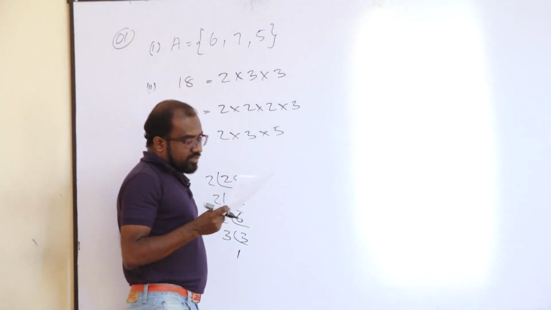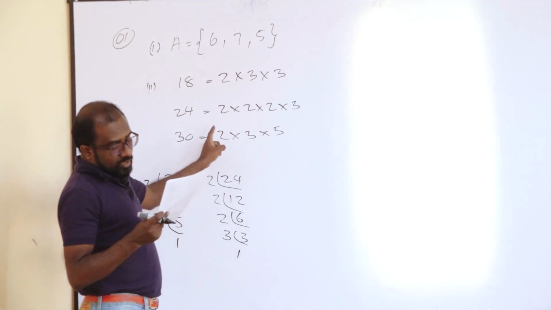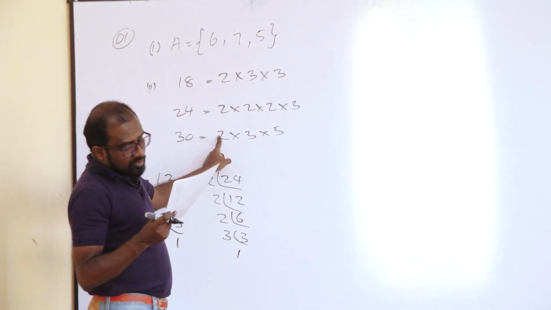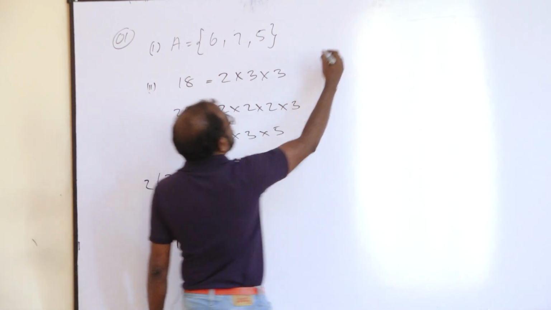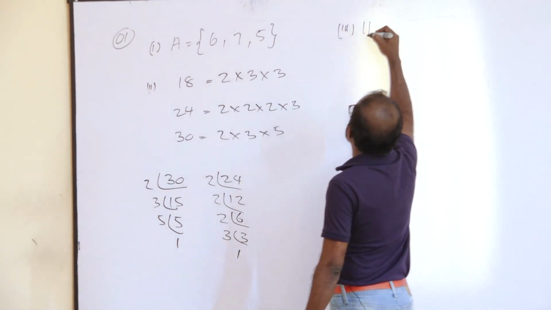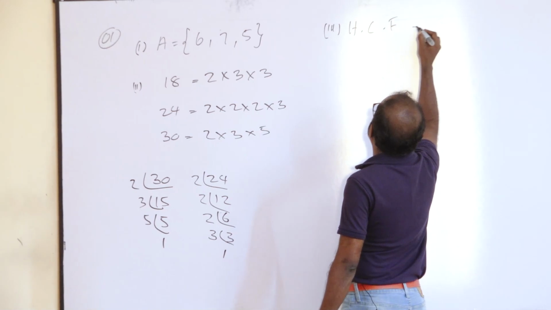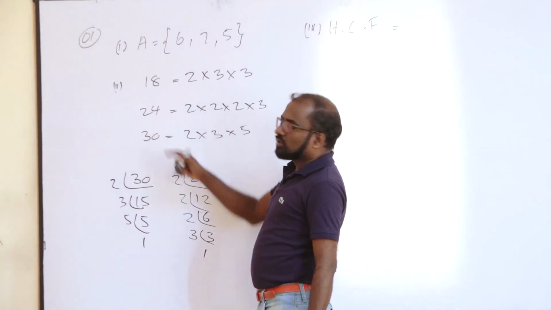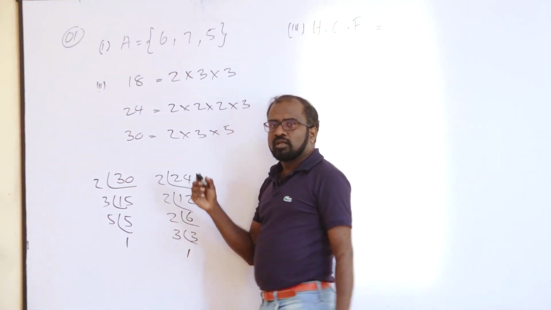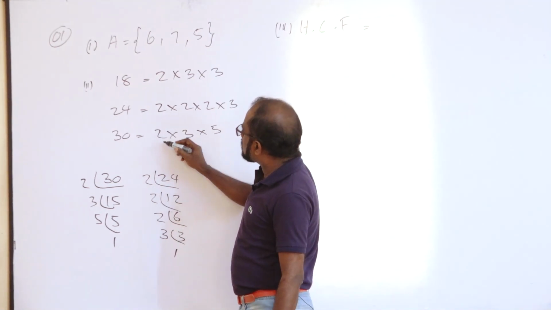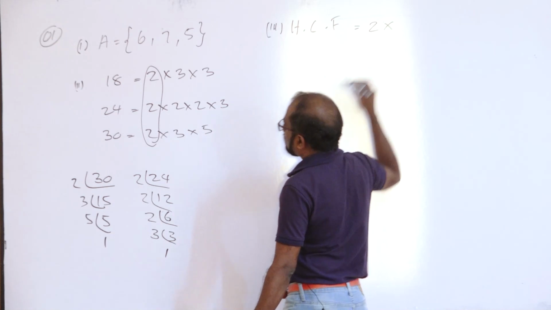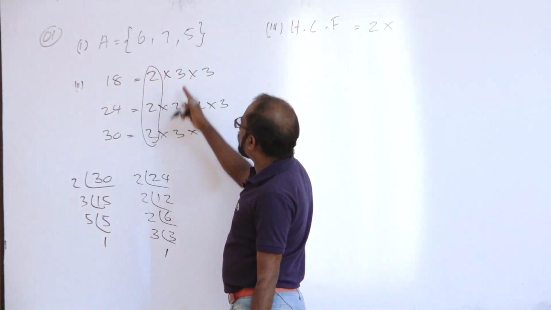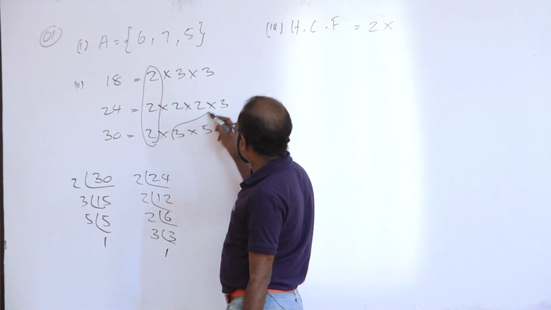Then, hence using that, find the highest common factor of 18, 24, 30. Right? Highest common factor of these three numbers. How can you get the highest common factor? Common factors: 2 is common. Can you take another 2? No, you don't have 2's in all of them. 3, okay, 3 is common.